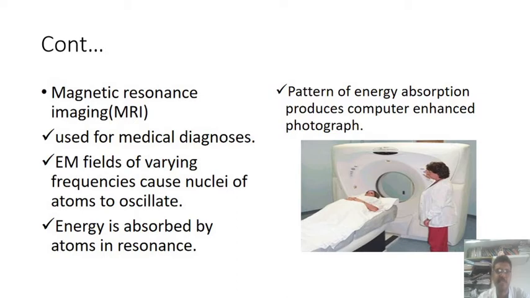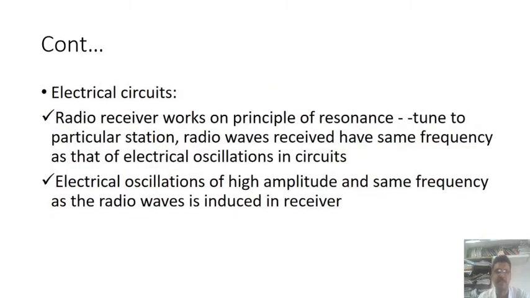Magnetic resonance, that is MRI, magnetic resonance imaging, is also used in medical diagnosis. Electromagnetic fields of varying frequencies cause nuclei of atoms to oscillate. Energy is absorbed by atoms in resonance. The pattern of energy absorption produces a computer-enhanced photograph. So these are all the applications of forced vibrations.